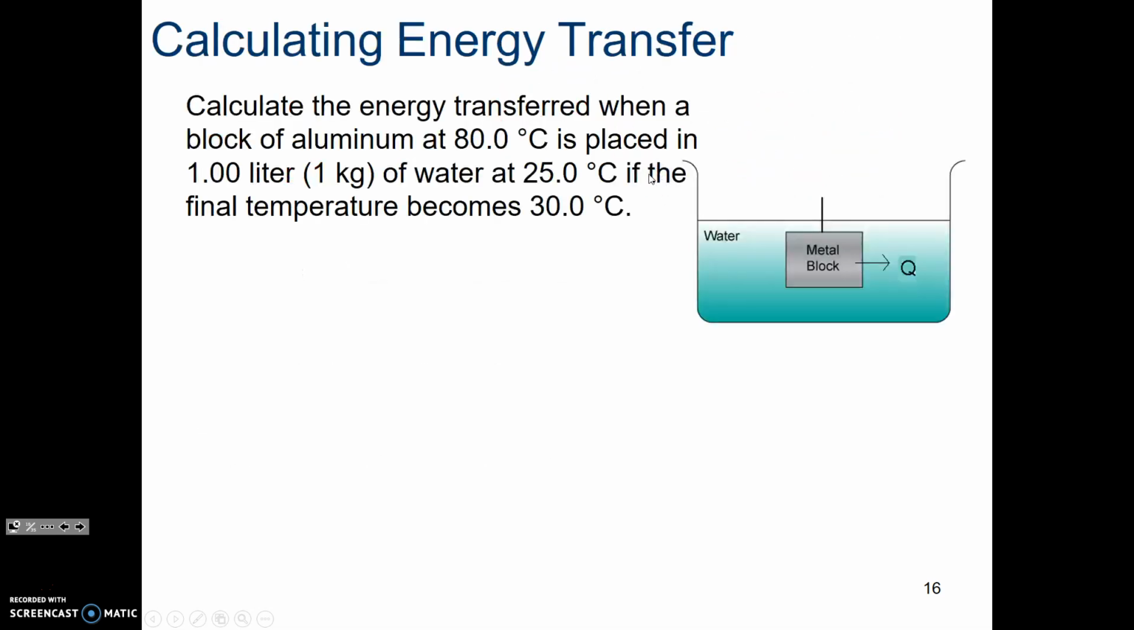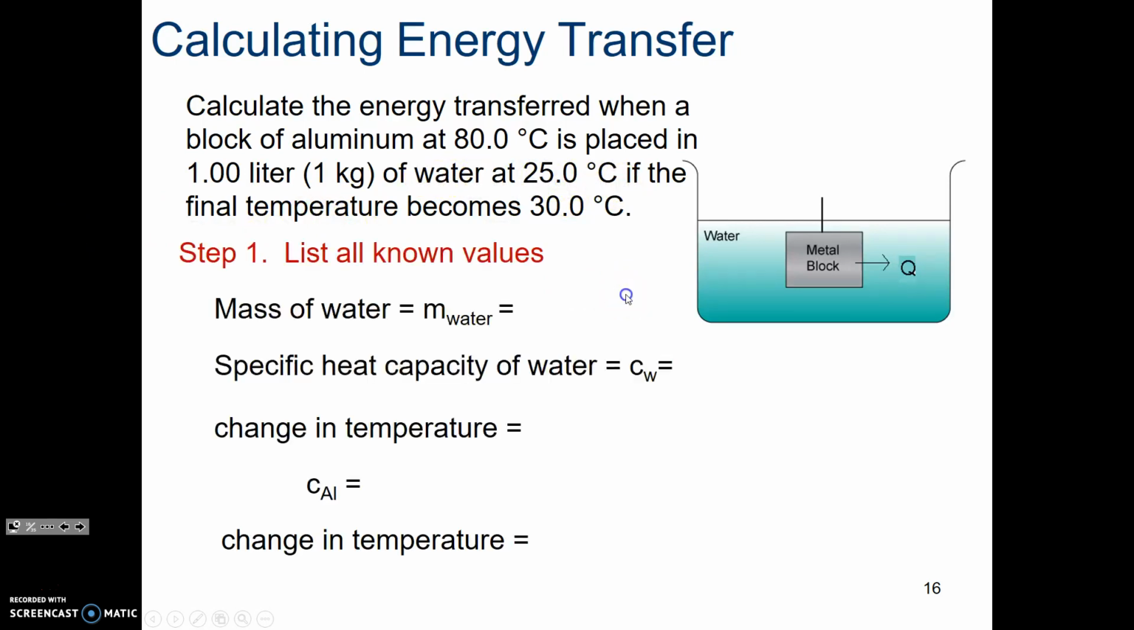So now we're going to look at calculating the energy transferred when a block of aluminum at 80 degrees Celsius is placed in 1 liter of water at 25 degrees. What's the final temperature? The first task is to list all our knowns. So we know the mass of the water. It's 1 kilogram. What's the specific heat of water? Well, I look it up on a chart, and it's 4,184 joules per kilogram degrees Celsius.